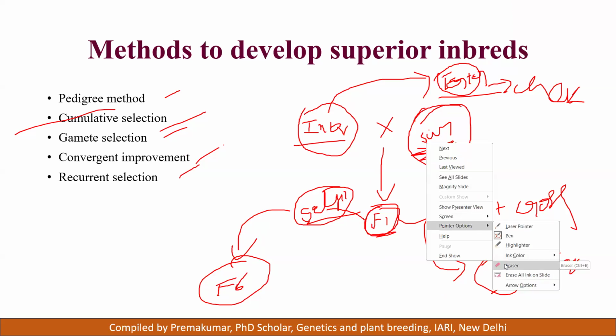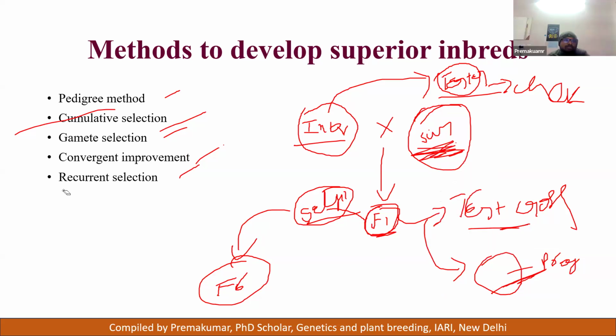Yes, sir. Okay. Then it is given by Stadler. Here you are selecting based on the gametes, which are the gametes contributing more, like high performance, to the progenies. We are able to select them. That's why it's called gamete selection, and it's given by Stadler.